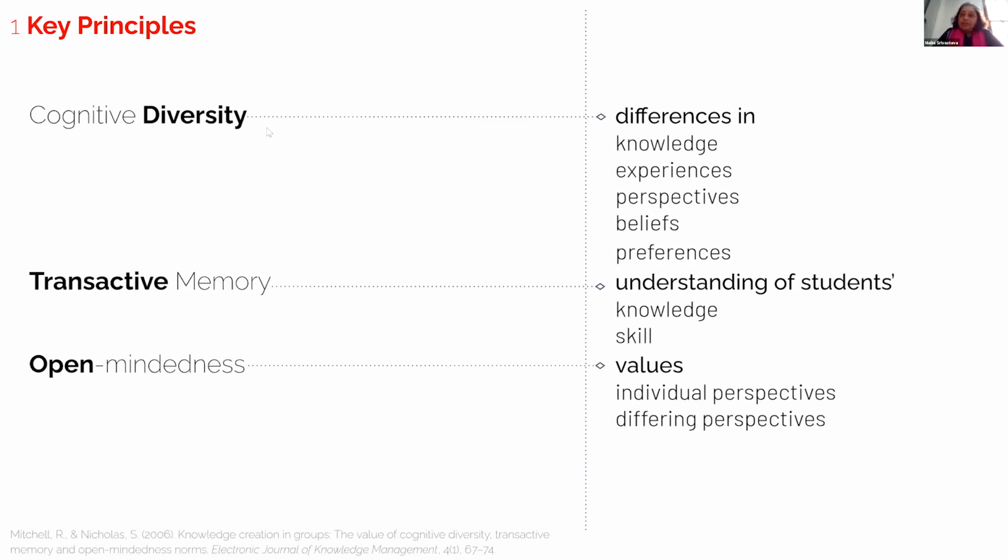So the key principles or ingredients of a design studio using shifting allegiances are cognitive diversity, which is defined as the differences in knowledge, perspectives, experiences, beliefs, and preferences of the students. Transactive memory is the understanding of the knowledge and skill of the various students. And open-mindedness, which holds that group members are free to express their perspectives and that individual differing perspectives have value.